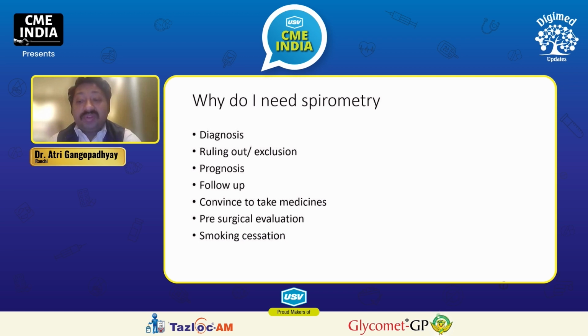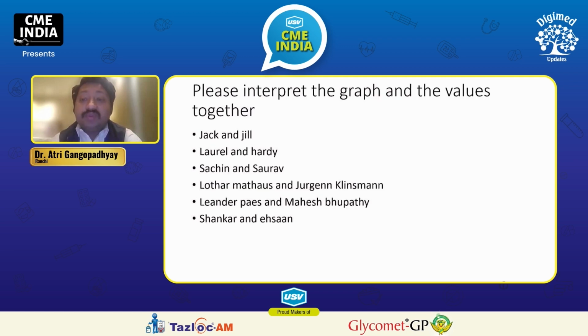And a very important thing, smoking cessation. Spirometry can be used in telling a person that yes, you will benefit by smoking cessation. And even after smoking cessation, a repeat spirometry can tell a person that yes, you are actually getting benefit. In spirometry, there are two things: the values and the figure or graph. Please always interpret the graph and the values together. Never interpret the graph without the values, never interpret the values without the graph.